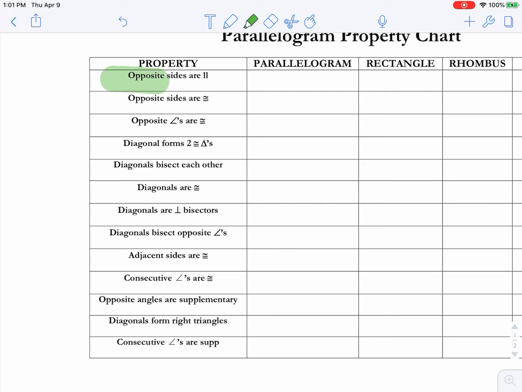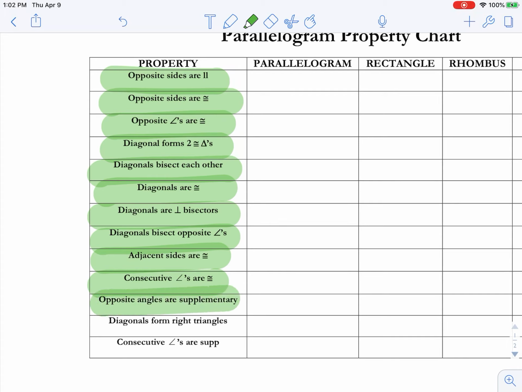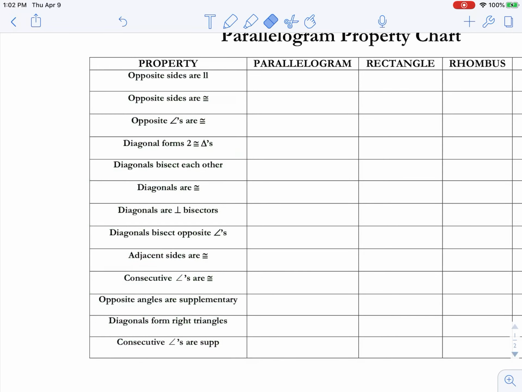So for example, opposite sides are parallel, opposite sides are congruent, opposite angles are congruent, diagonals form two congruent triangles. So that's an interesting one. Diagonals bisect each other, diagonals are congruent, diagonals are perpendicular bisectors, diagonals bisect opposite angles, adjacent sides are congruent, consecutive angles are congruent, opposite angles are supplementary, diagonals form right angles for right triangles, and consecutive angles are supplementary. That's a lot. Some of these are rules, some of these are just situations.